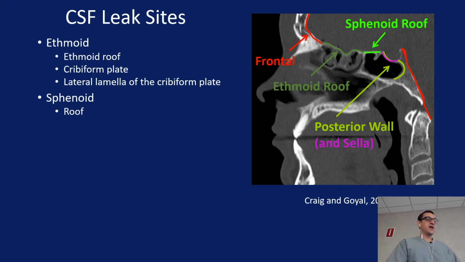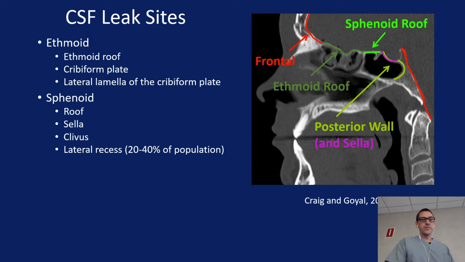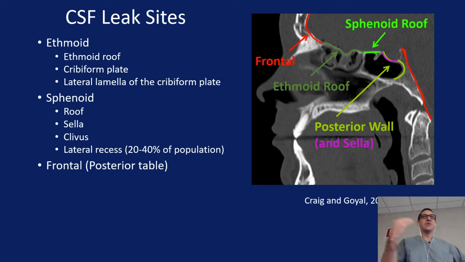Sphenoid, multiple sites. Roof, or the planum. The sella, okay? We deal with CSF leaks there frequently. The clivus, you can get a leak there. The lateral recess. And depending what paper you read, 20 to 40%, it's probably more like the 20. Everything's 20%, so you can usually guess that. It's not a totally accurate statement, but I've noticed that that's a common one when it comes to these incidental anatomy findings. Okay, the frontal, yes, the posterior table.